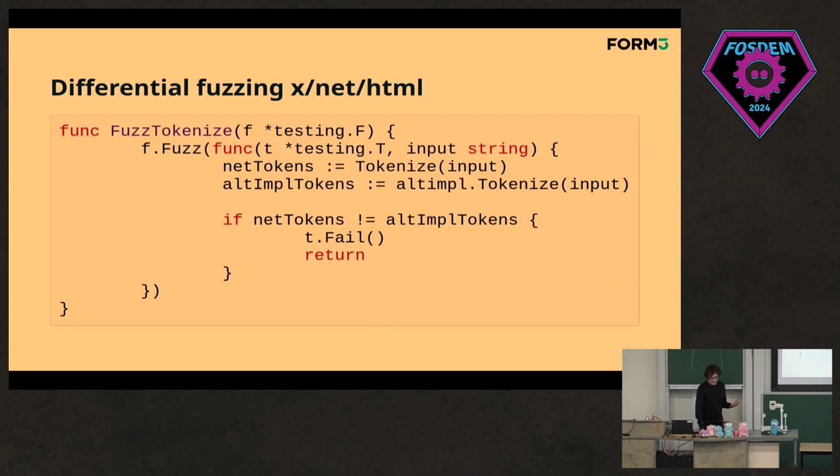So let's try differential fuzzing, right? We'll have our tokenizer function that we wrote and some alternative implementation for it. And if they don't agree, we'll fail.